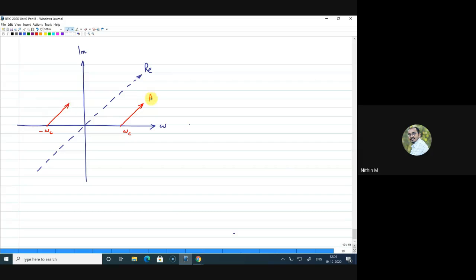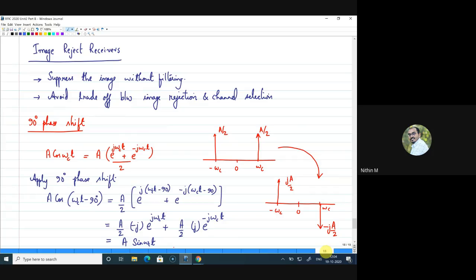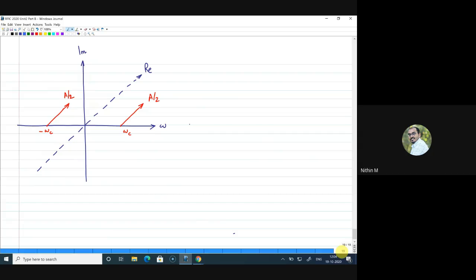So what is this amplitude? This is A by 2 and this is also A by 2. Now when I apply a 90-degree phase shift to this cosine wave, what happens is the component at omega c... So if you look at the sine wave, I know that the amplitude is minus j into A by 2. So the component at omega c will shift from its real amplitude to an imaginary amplitude.